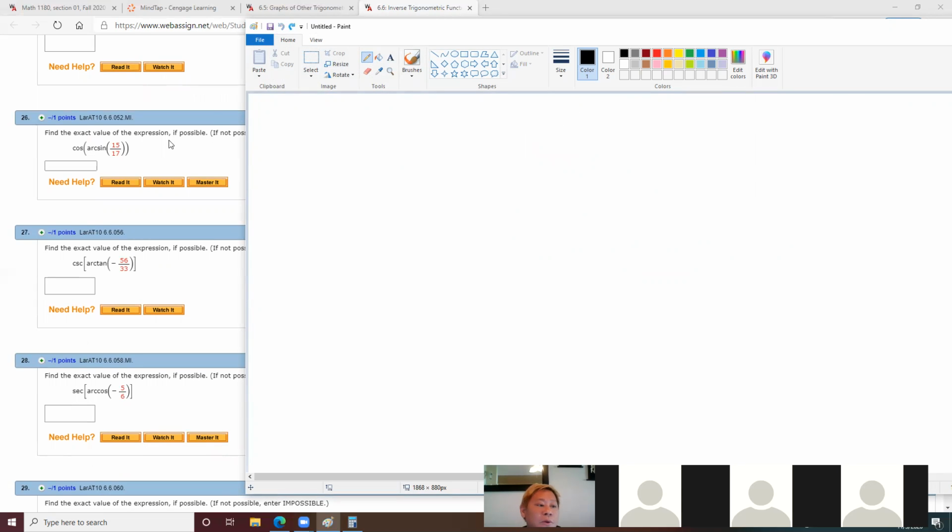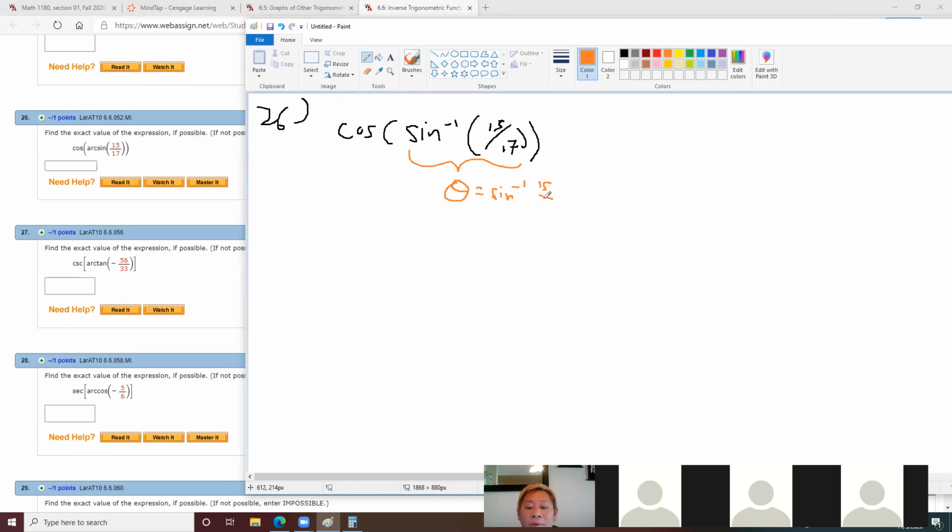I'm going to show you what happens, like question 26. When you have the cosine of arc sine of 15 over 17, what you need to do is set this to become theta. So theta in this case is the arc sine of 15 over 17. And then we can always move this arc sine back to the other side, like an equation: you add, you subtract, multiply, we divide. So when you move this, the arc sine will become just sine.